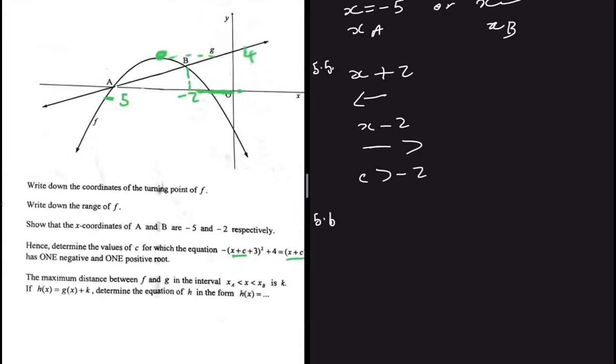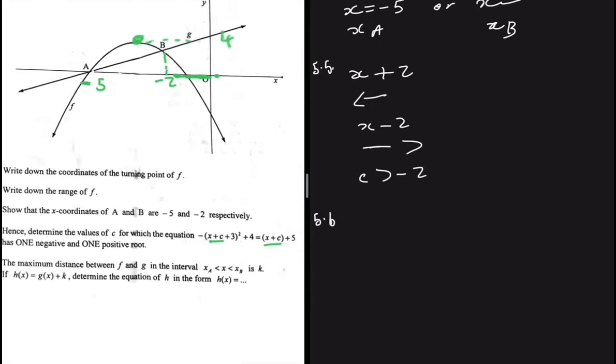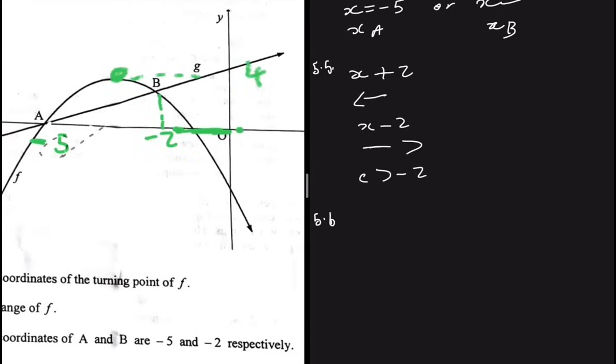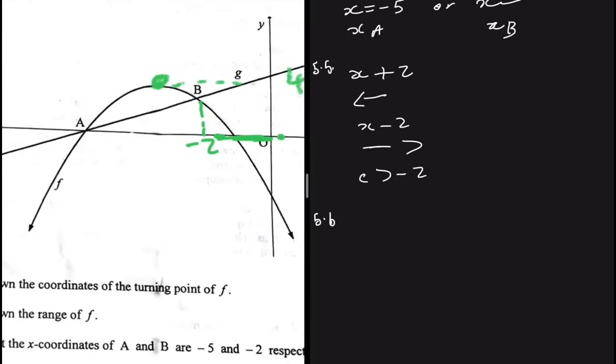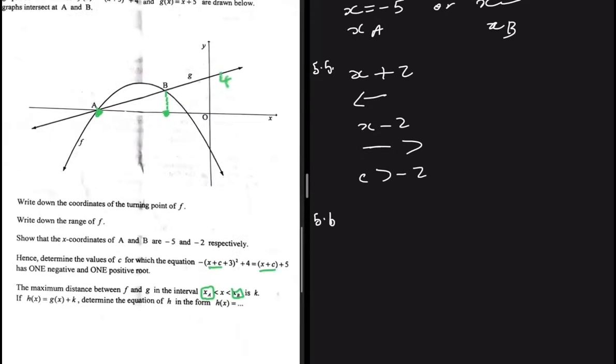5.6 is saying that the maximum distance between f and g in the interval x of A and x of B. So in this interval, let me just erase this so that we can have a bit of clarity. So this is the interval we are interested in. So the question is saying the maximum distance between f and g in that interval is k. If h of x is equal to g of x plus k, determine the equation of h in the form h is equal to. So we already have g of x.